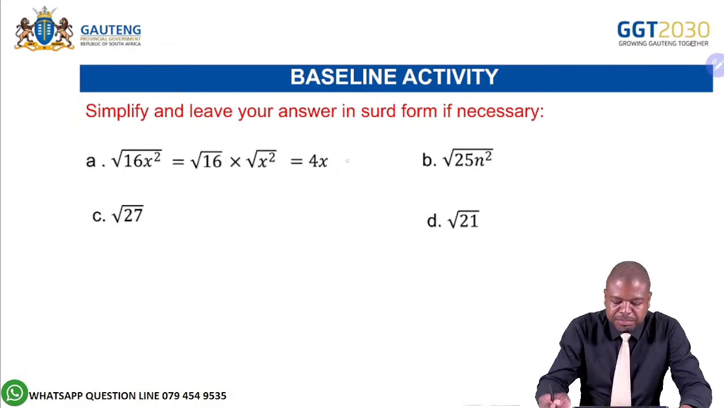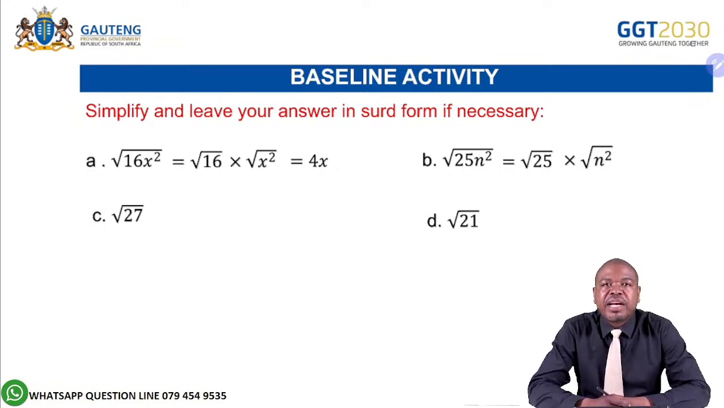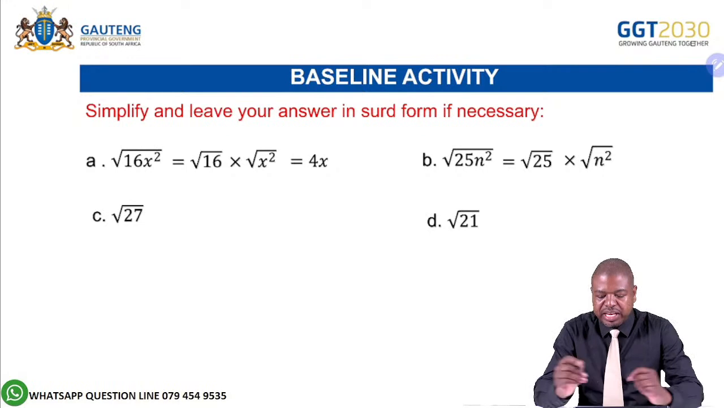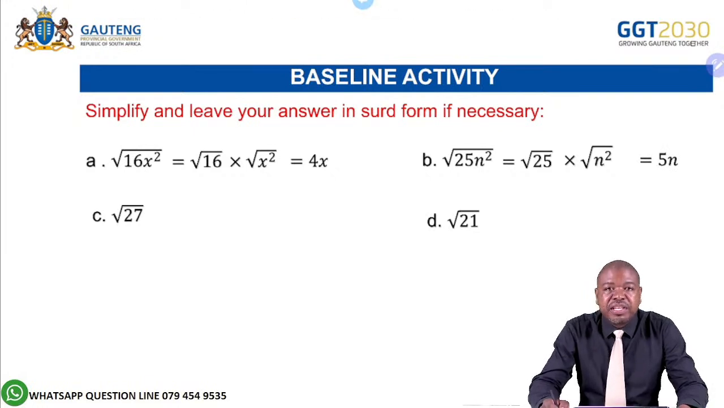We followed the same method we used in A, where we find the square root of the coefficient, in this case 25, and then find the square root of the variable, which is n squared. Right, so which number, when multiplied by itself, gives us 25? It is 5, because 5 times 5 gives us 25. And which number, when multiplied by itself, gives us n squared? It is n, because n times n gives us n squared. So that is for part B.